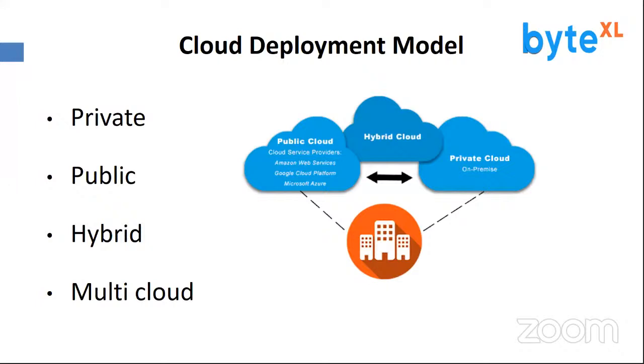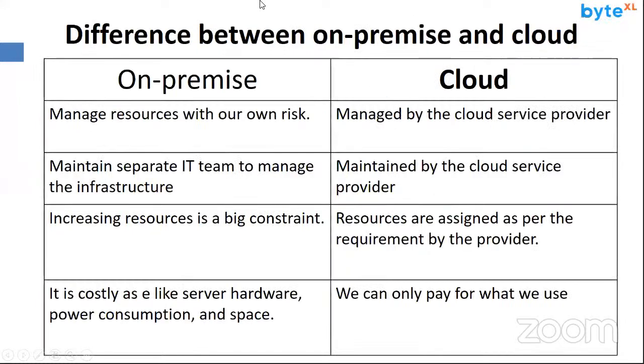That is where multi-cloud comes into the picture. Now, Bytexel as an organization can go with AWS as well as Azure for some of their services, right? So they can share the workload between these cloud providers. That is where multi-cloud comes into the picture. So this is called a cloud deployment model. Is it clear? Any questions?